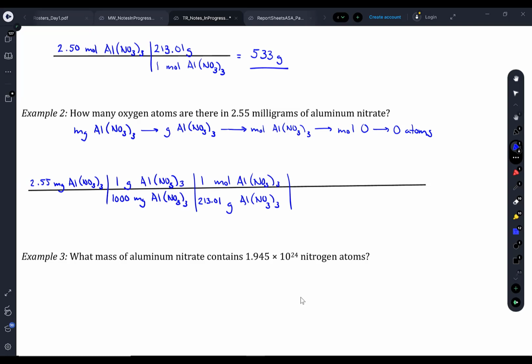And then here's the part that people mess up the most, which is the ratio. If we've got aluminum nitrate, what are we going to say? Every 1 mole of aluminum nitrate has 9 moles of oxygen. In fact, you could have skipped that step and just written 9 moles of oxygen up there. Did I say aluminum? Sorry. But I think it's easier to just write it out this way. So 1 mole of aluminum nitrate has 9 moles of oxygen.